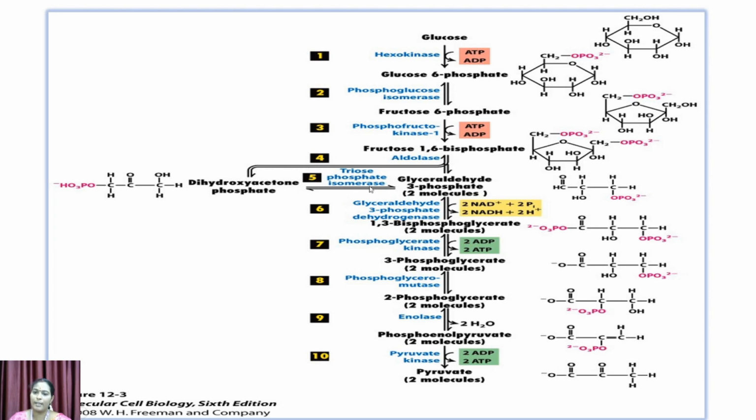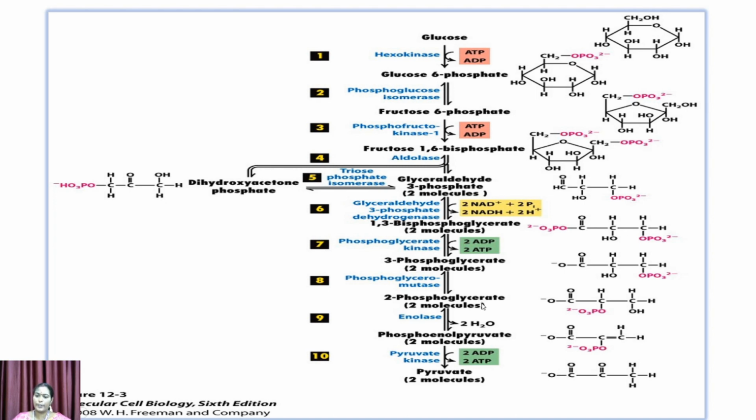Next step, fourth step, fructose 1,6-bisphosphate is converted into 2 molecules. First one, dihydroxyacetone phosphate, and the other, glyceraldehyde 3-phosphate, with the help of the enzyme triose phosphate isomerase. Glyceraldehyde 3-phosphate is converted into 1,3-bisphosphoglycerate with the help of the enzyme glyceraldehyde 3-phosphate dehydrogenase. Next step, sixth step, 1,3-bisphosphoglycerate is converted into 3-phosphoglycerate with the help of the enzyme phosphoglycerate kinase.